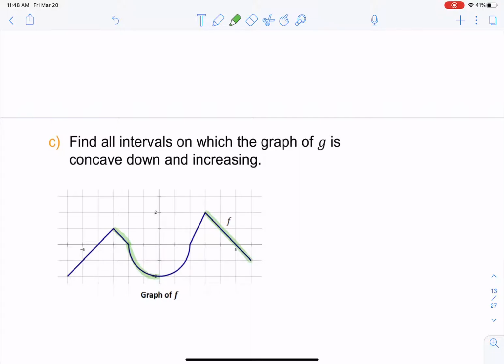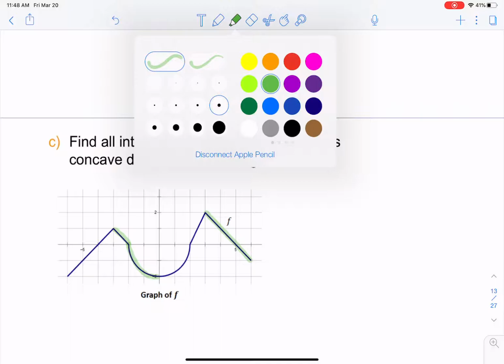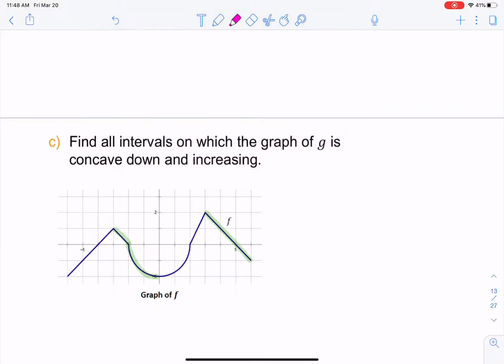Okay, and then the other part is when is g increasing? G is increasing when its derivative is positive. So let's switch colors again. So derivative is positive just means it's above the x-axis. It's this portion, and then finally this portion. So those are the two parts that we want. And we just have to give some sort of justification for it.